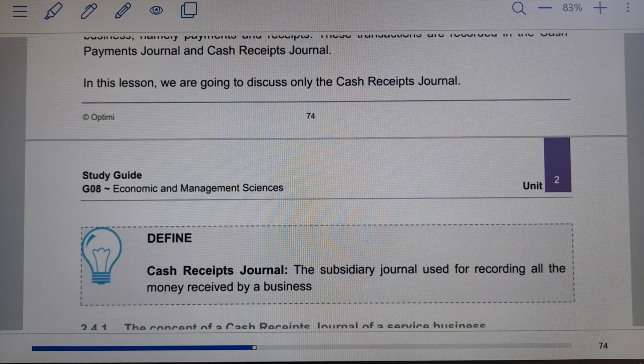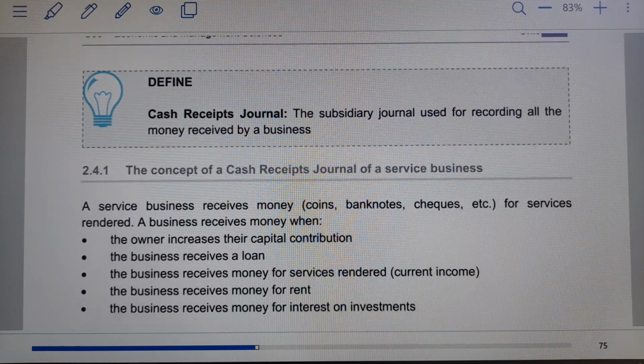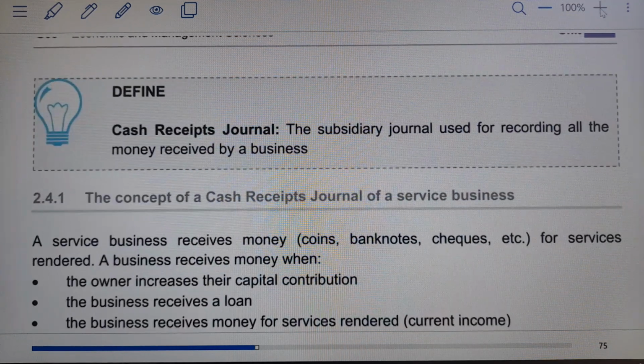So what is the definition of the cash receipt journal? There at the top. Remember, I want you to know all the definitions from term 1 until the end of term 2, because you are going to be examined on that in the June exam. So the cash receipt journal is the subsidiary journal used for recording all money received by the business.